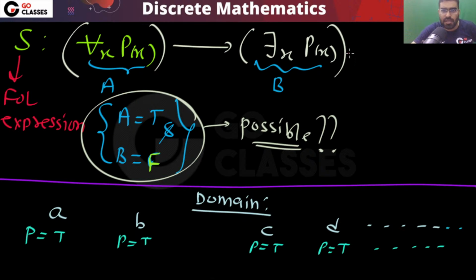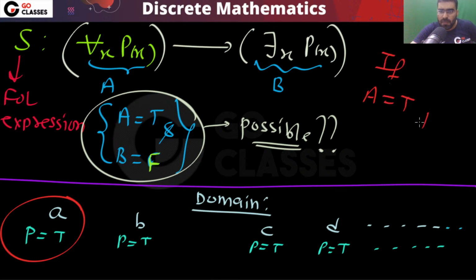Now you tell me, can you make B false? Now this B, can you make it false? Now this cannot be false. Automatically you can notice that because P is true for at least one element, this cannot be false. So if you make A true, then B cannot be false, right? Or I can say if A is true, then B will be true. So whenever you make A true, automatically this B will be true.